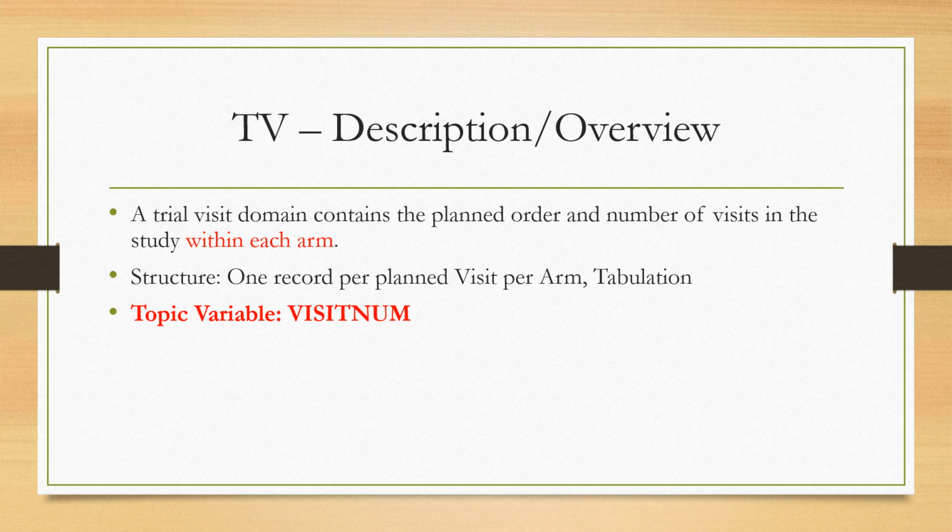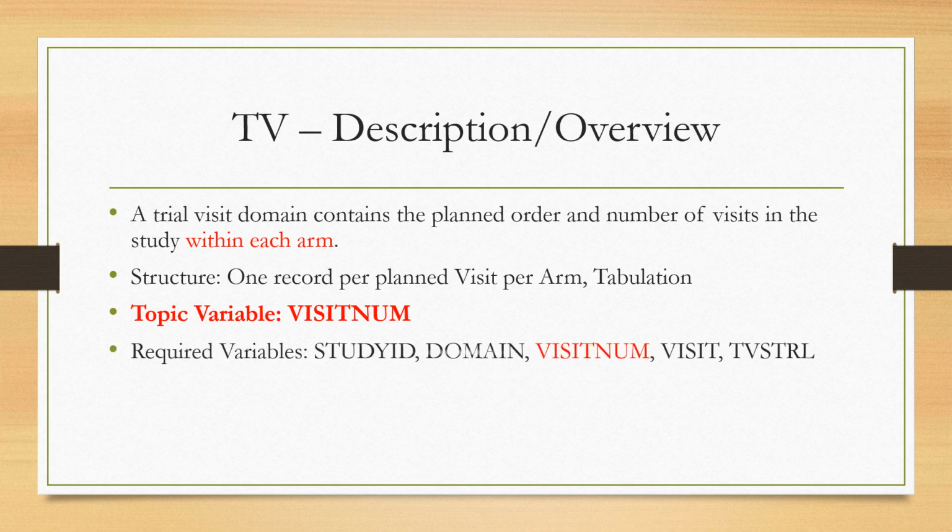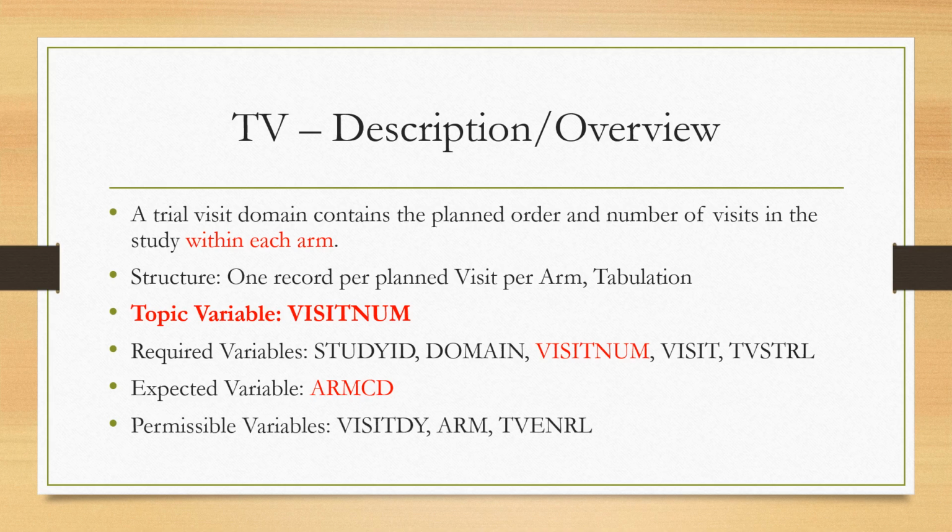So the topic variable for the TV domain is the VISITNUM variable. The required variables for this domain are STUDYID, DOMAIN, VISITNUM, VISIT, and TVSTRL. ARMCD is an expected variable here, and the permissible variables will be VISITDY, ARM, and TVENRL.